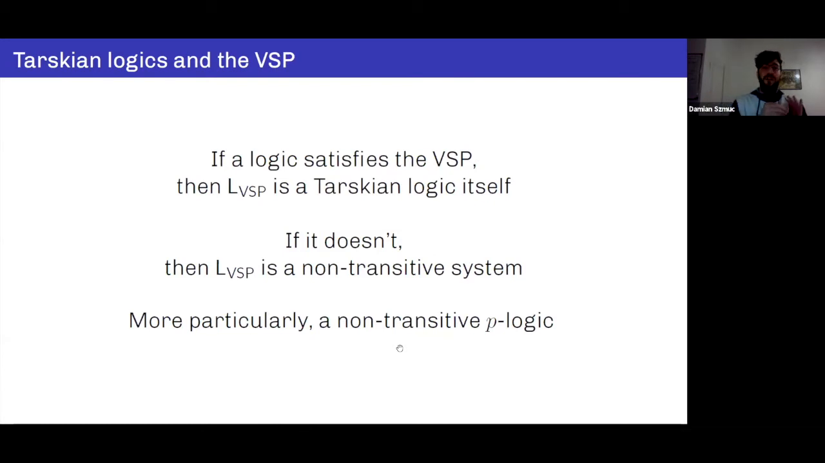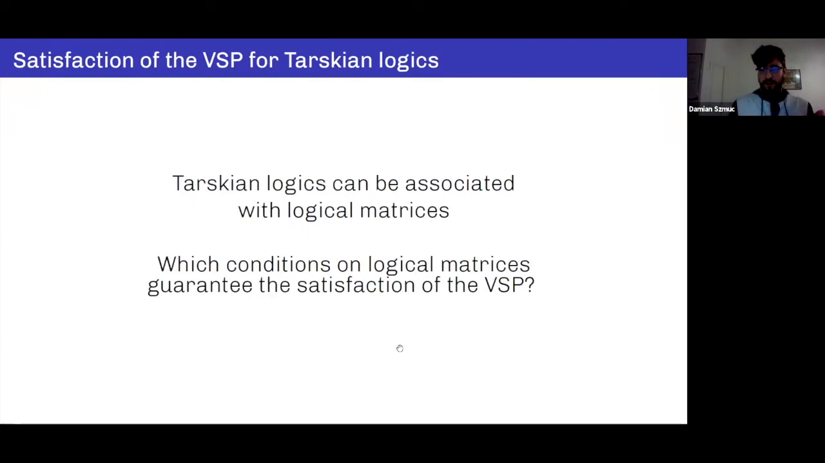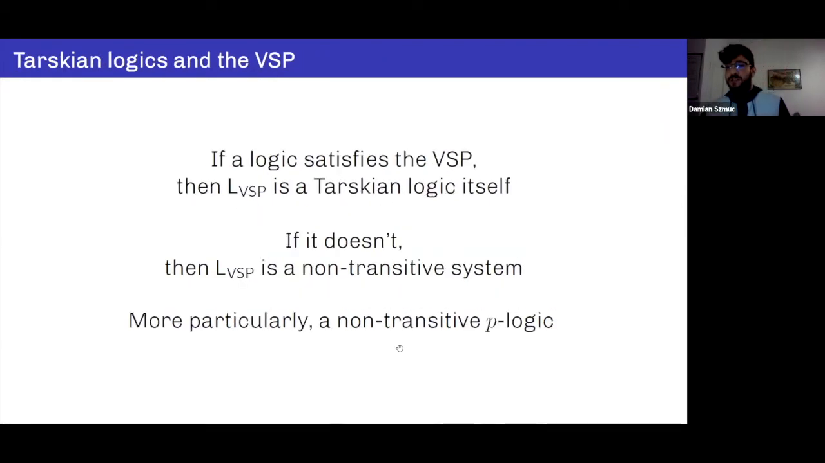So what happens if the logic is not relevant? For example, classical logic, then the thing that you end up with is not going to be a Tarski logic, but it's going to be a non-transitive system, right? And basically, if it has theorems or anti-theorems, so logical contradictions or whatnot, then you're going to end up with a non-transitive system. And not only a non-transitive system, but more particularly a non-transitive P-logic. And P-logics are basically logics which are monotonic and reflexive, but do not necessarily satisfy transitivity. So basically, just go for a Tarski logic and take the transitive part out. Okay.